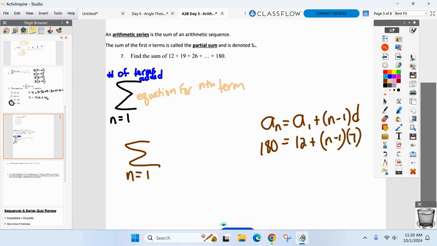I'll let you guys solve for n now. Go ahead, distribute the 7, solve for n, because that'll be my top number up here. How many terms am I adding up? Where is 180 in this sequence?